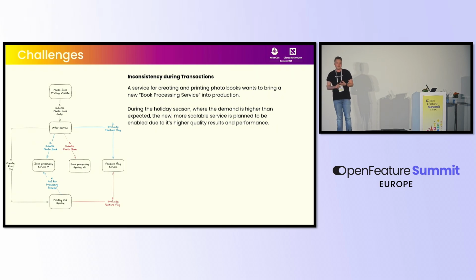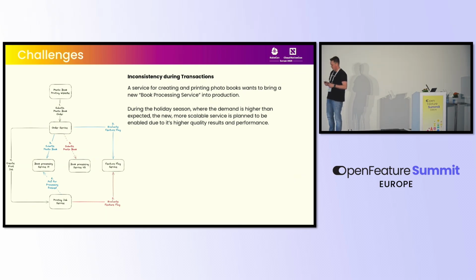It's not as performant as we need it, and the quality of the new service is better. The holiday season is up, and we want to bring in that new service. The problem here is that we need the order service as an orchestrator, which first sends this order to the book processing service, which generates the printable view. Then we have to create the print job in the print service. And for some reason, we decided to poll for finishing these jobs.